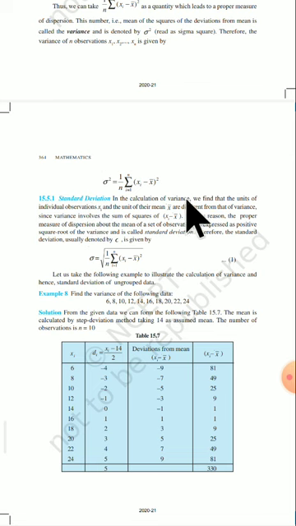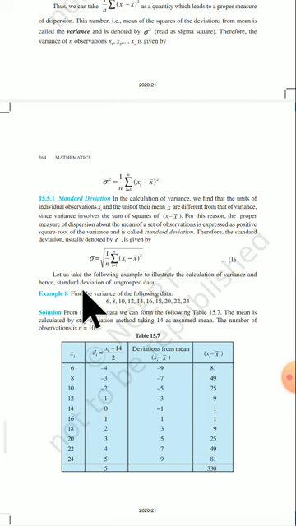In the calculation of variance, we find the unit of individual observations xi and the unit of their mean x bar are different from the variance, since variance involves the sum of squares of xi minus x bar. For this reason, the proper measure of dispersion about the mean of a set of observations is expressed as the positive square root of the variance, and that is called standard deviation. So here standard deviation is sigma equal to square root of 1 by n into the sum of xi minus x bar square.